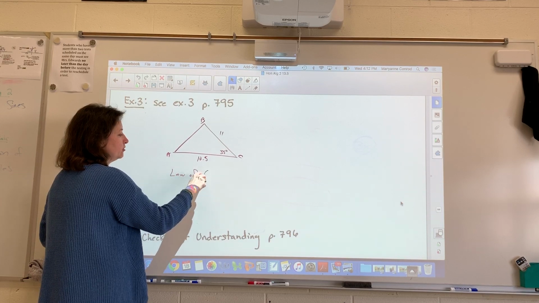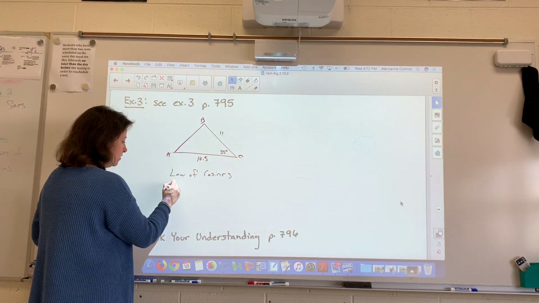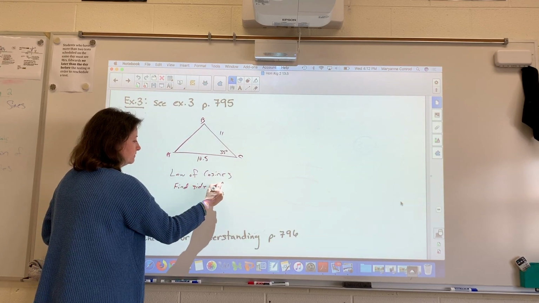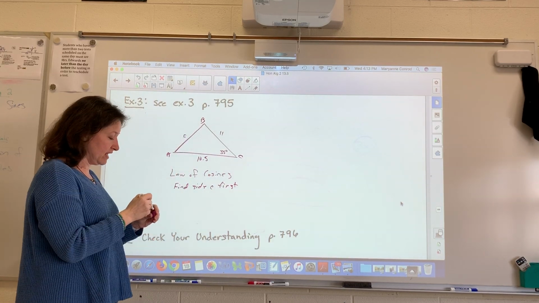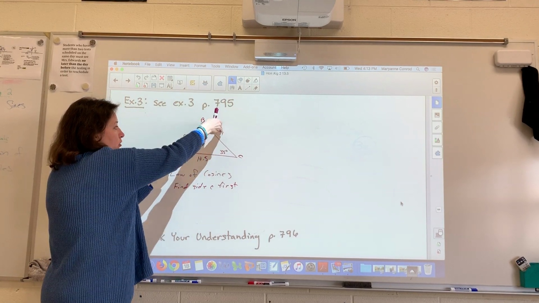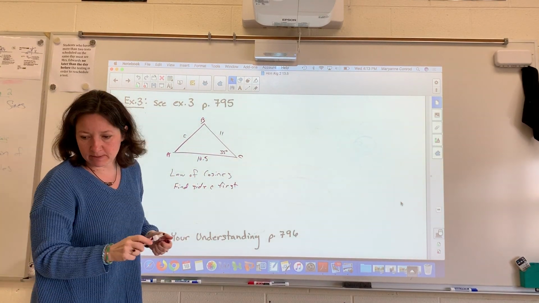And what would be the first thing that we would find? That's right, we would find side C first. And then after we find side C, we could look for other things. We can't use law of sines because there's not a complete ratio. You have to have a complete ratio to use law of sines. So let's look at example 2.